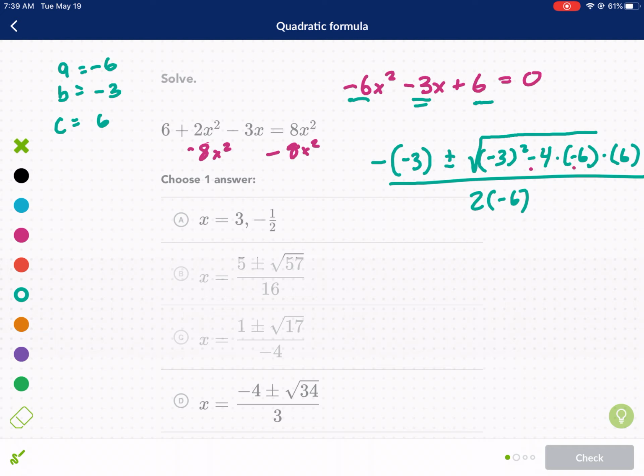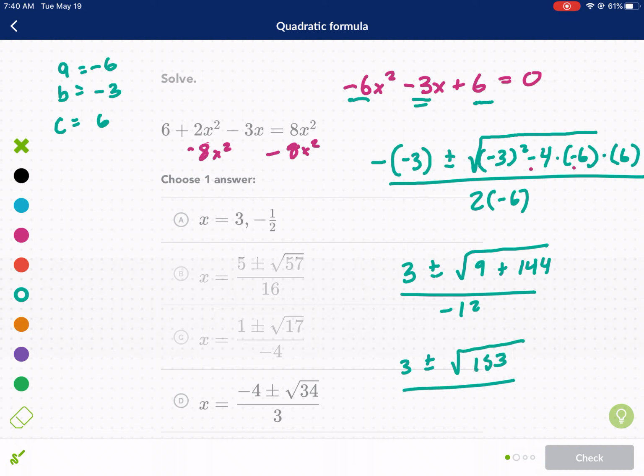Let's simplify. -(-3) gives us +3, plus or minus the square root of 9, plus, we already determined it's plus, 6 times 6 times 4, so that's 144, all over -12. Simplify further, we have 144 plus 9 is 153. That's quite an ugly number for a radical, at least. I think it's divisible by 3, and it is, it's 51. I'm just trying to see if I can simplify 153, and if I divide it by 3, I get 51. 51 is divisible by 3, which is 17.